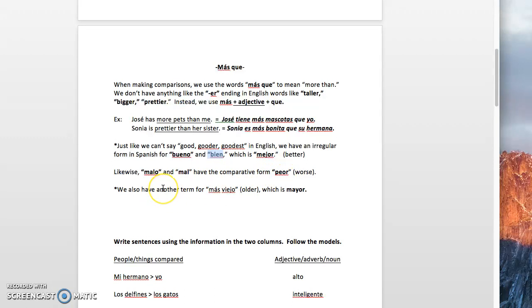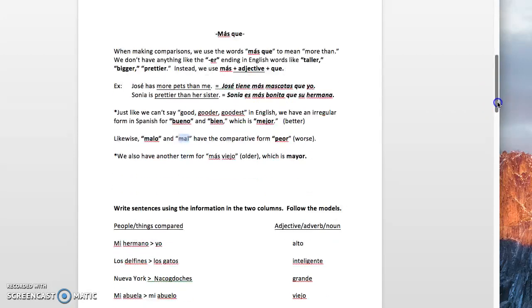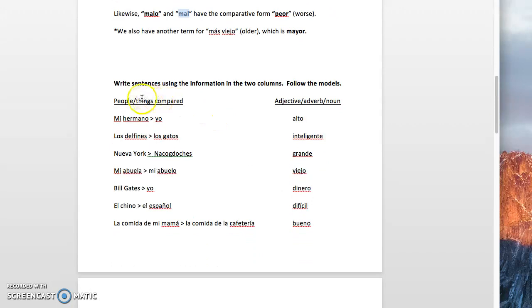So I did badly on the first exam. That would be mal, badly. But I did worse on the second exam. Peor. We also have another term for más viejo. Más viejo does exist as a combination, but it's a lot more common to hear mayor. And it's actually the more respectful form, especially if you're talking about people. Mayor.